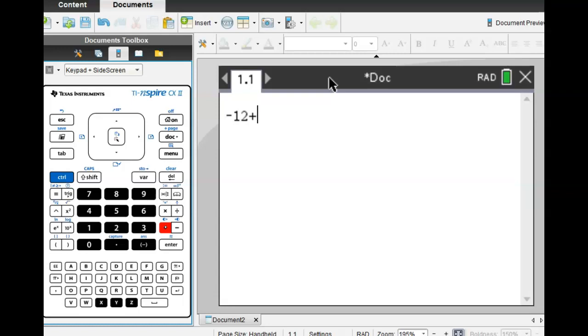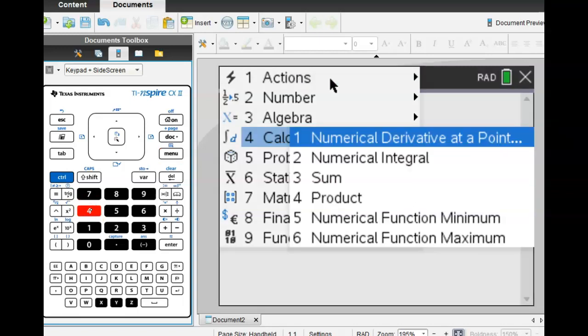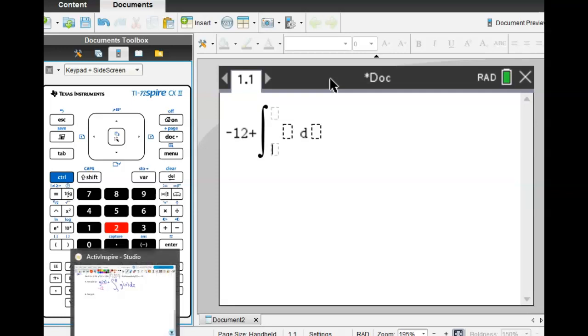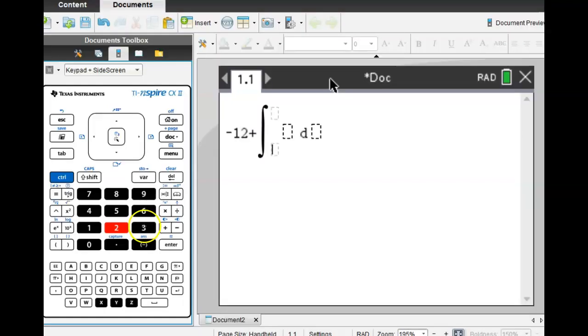Okay, so we do menu, and we're doing calculus, so we choose 4, and we want to do a numeric integral, which is 2, and it pops this nice little thing up. It's not super easy for me to do a split screen from up here, so we're going from 3 to 8. We want to put a 3 here. You can arrow up and put an 8 there.